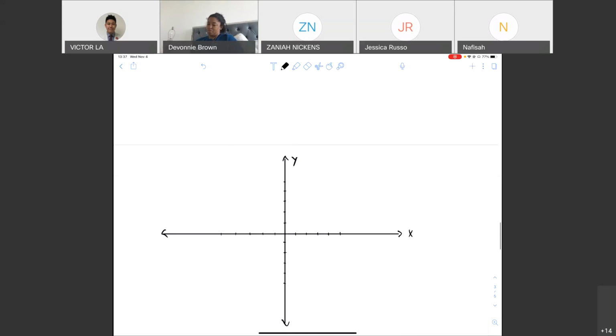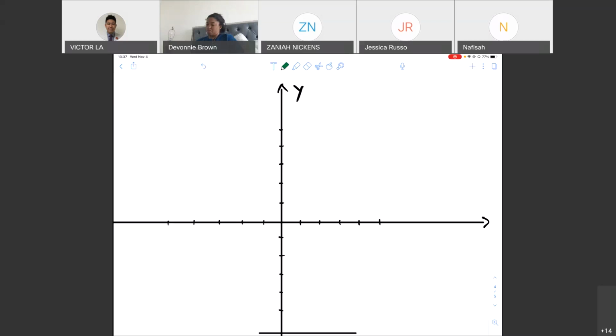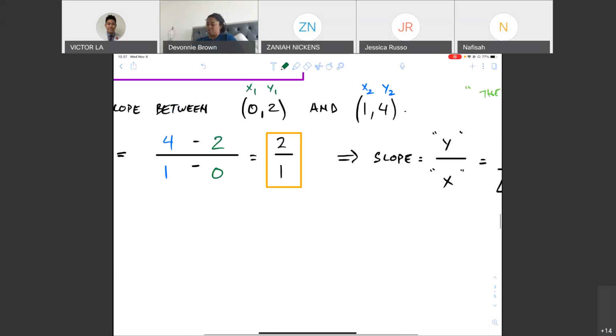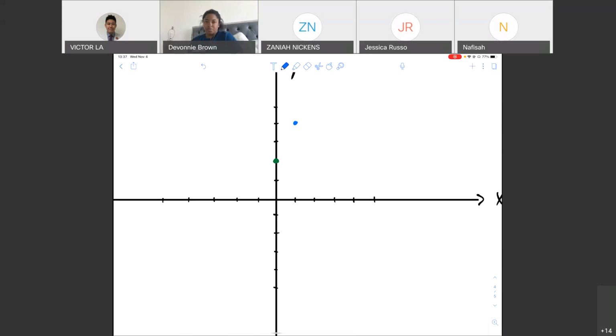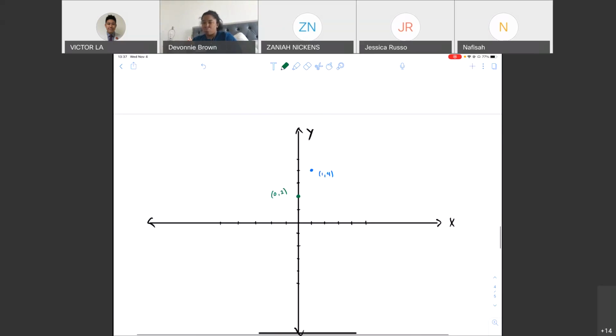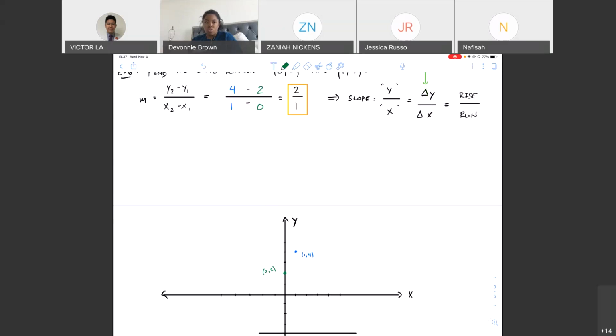So let's plot these points. So we got 0, 2 in green here. So here, 0, that means no left or right, and we go 2. So there's 0, 2, right? Good green blob right there. And then I have 1, 4. So that was in light blue. So 1, 4. Big blob here as well. Make sure I did that right. 0, 2, 1, 4. And it told us that the slope is 2 over 1.